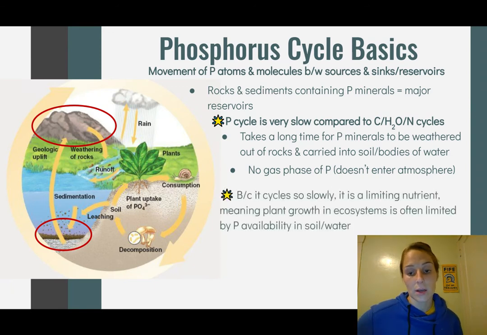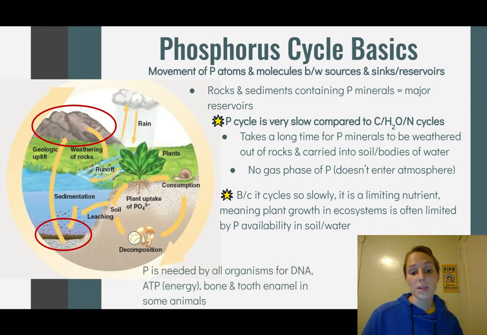Because it cycles so slowly, it ends up being a limiting nutrient, which means that plant growth in ecosystems is often limited by the availability of phosphorus in the soil or in the water. So that is going to impact the amount of plants that are able to grow in an area based on the phosphorus that is or is not available. Now, phosphorus is needed by all organisms for DNA, ATP, which is energy, and for bone and tooth in some animals. So it is a required component, which is why it can be a limiting nutrient.